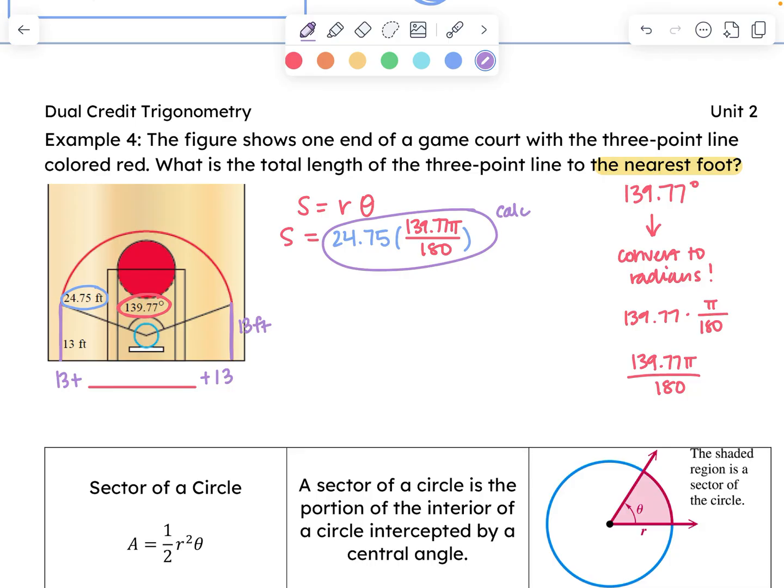It does say to round it to the nearest foot. So when I plug this into my calculator, the 24.75 times 139.77 times pi over 180, my calculator spits out about 60.376-ish, which to the nearest foot would be 60. So that's going to be the missing gap that was right here. So I'm looking at 13 plus 60 plus 13, which is going to give me 86 feet. So to the nearest foot, the total length of the 3-point line is 86 feet.